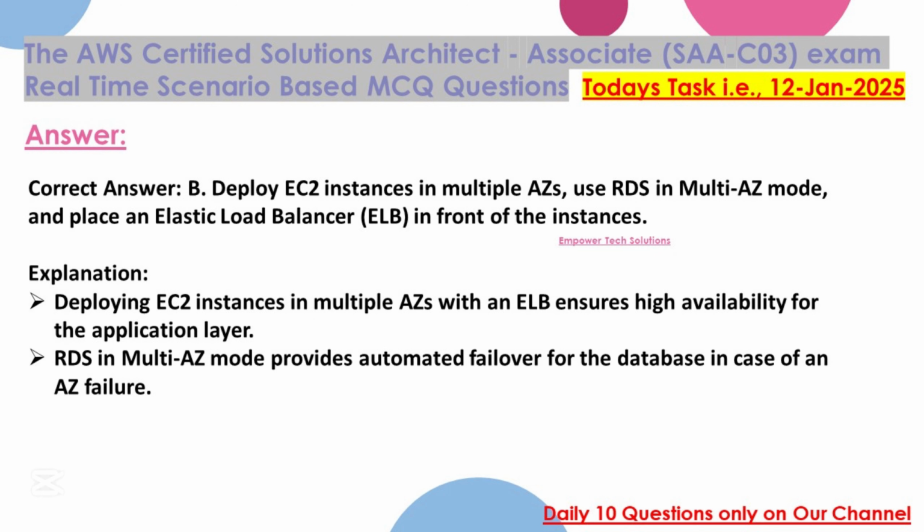Correct answer: B. Deploy EC2 instances in multiple AZs, use RDS in multi-AZ mode, and place an Elastic Load Balancer, ELB, in front of the instances. Explanation: Deploying EC2 instances in multiple AZs with an ELB ensures high availability for the application layer. RDS in multi-AZ mode provides automated failover for the database in case of an AZ failure.